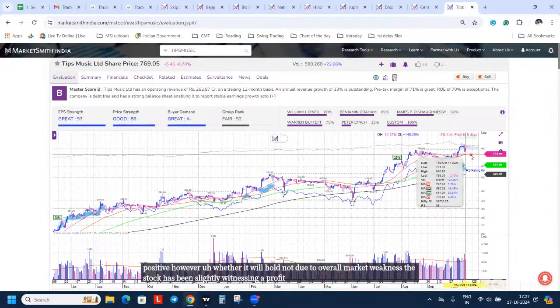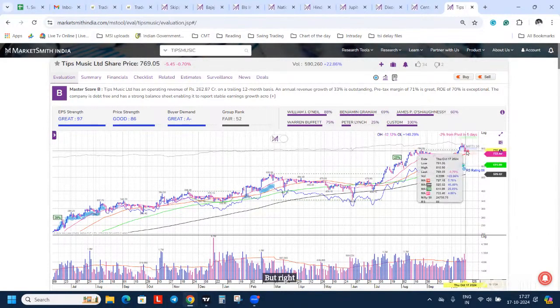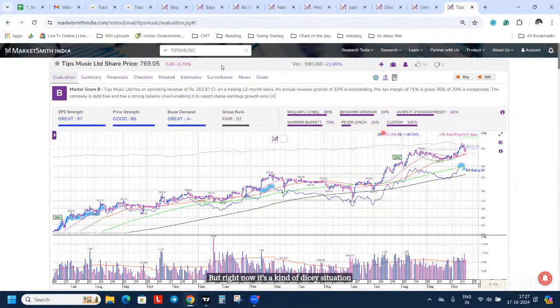So the next leg of support will be around its breakout 730 level, and its 50 DMA. Even if that 50 DMA breaks, it's better to exit from the particular stock, and then wait for another base in this stock. But right now it's a kind of dicey situation. Better to wait for the 50 DMA.